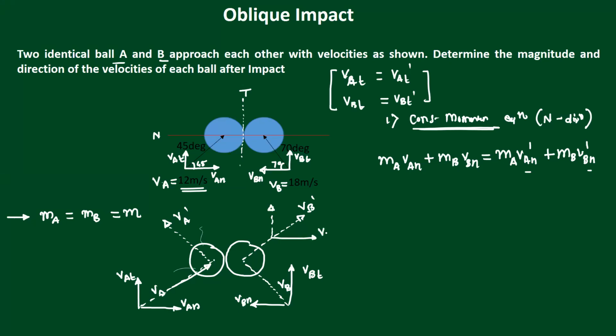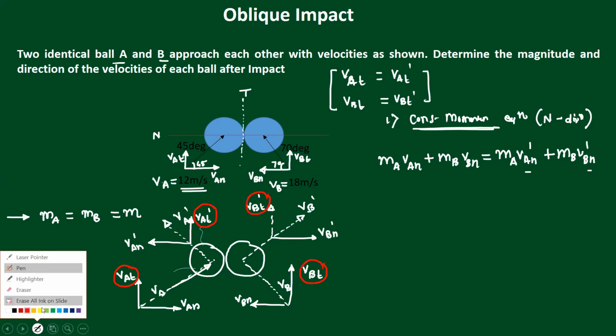So this component is the normal component, VBN dash, and this is VBT dash. A will have two components: this component is VAN dash and this component is VAT dash. Out of these, two components will remain the same. So this component VAT dash is equal to VAT before impact. The second component of B, VBT dash, is equal to VBT.